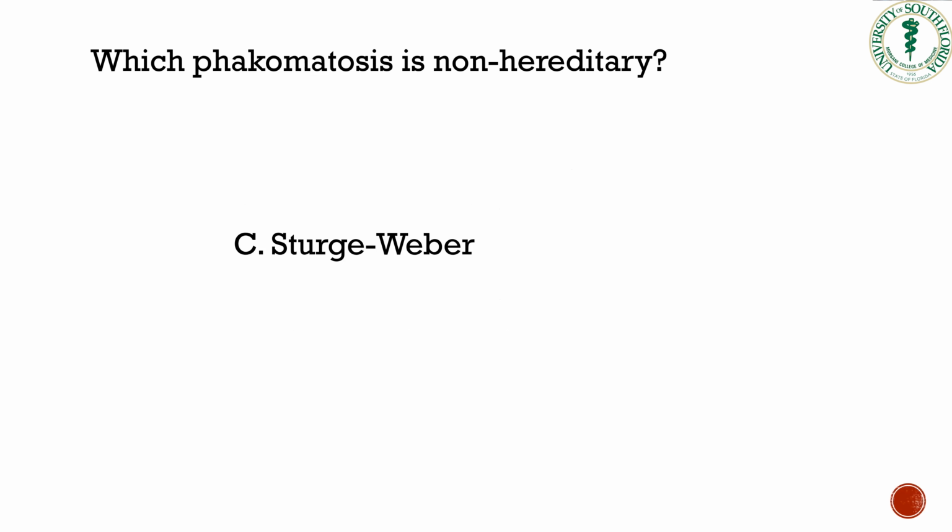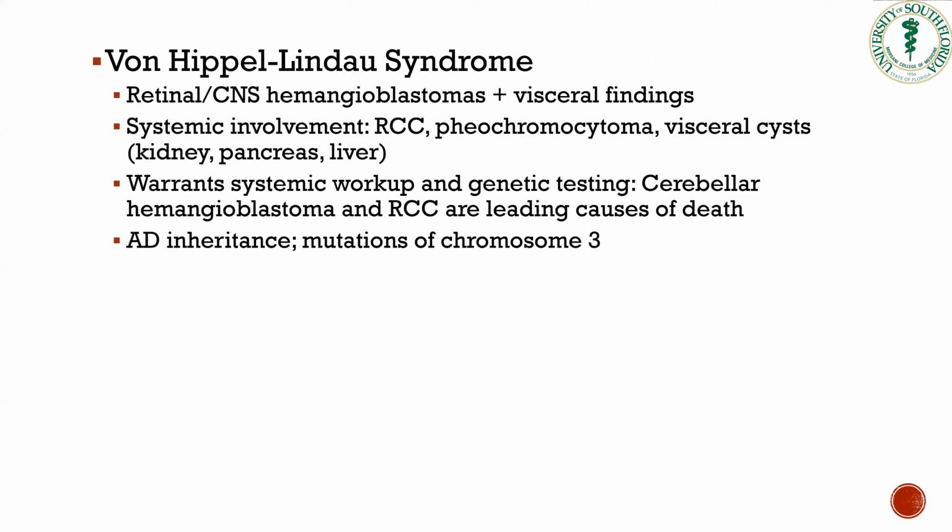I learned it. Well, we're going to focus on the ones that primarily involve the retina. Von Hippel-Lindau is known for having retina and CNS hemangioblastomas in the setting of visceral findings. Those visceral findings can range from a bunch of cysts in the liver, kidney, and pancreas to more serious conditions like pheochromocytoma and renal cell carcinoma. This always does warrant a genetic and systemic workup because some of the most common causes of death are cerebellar hemangioblastoma as well as renal cell carcinoma.